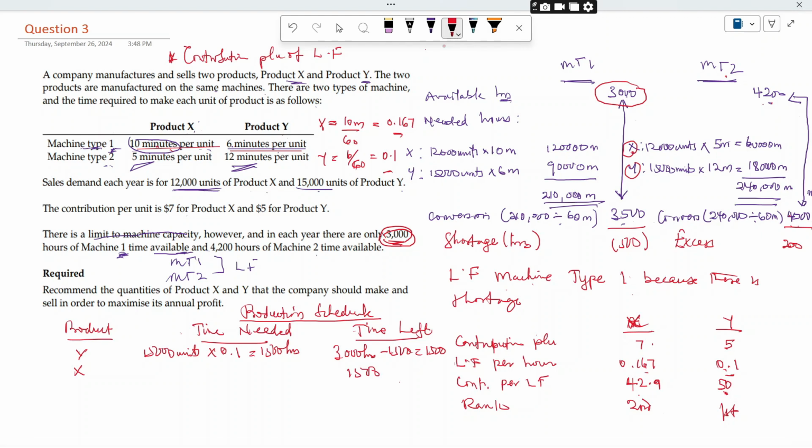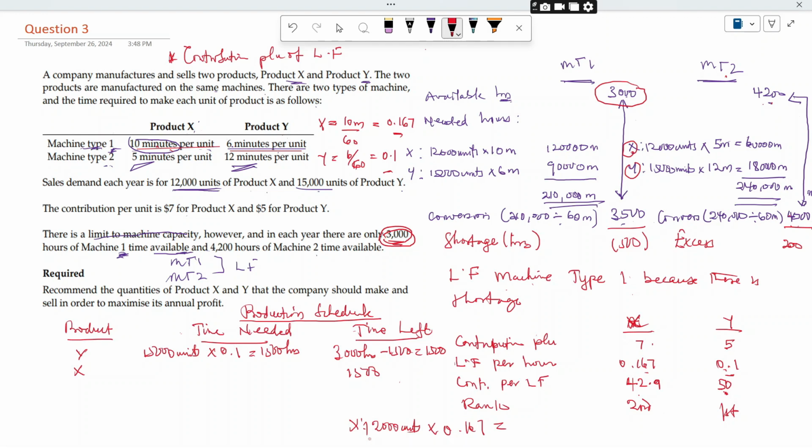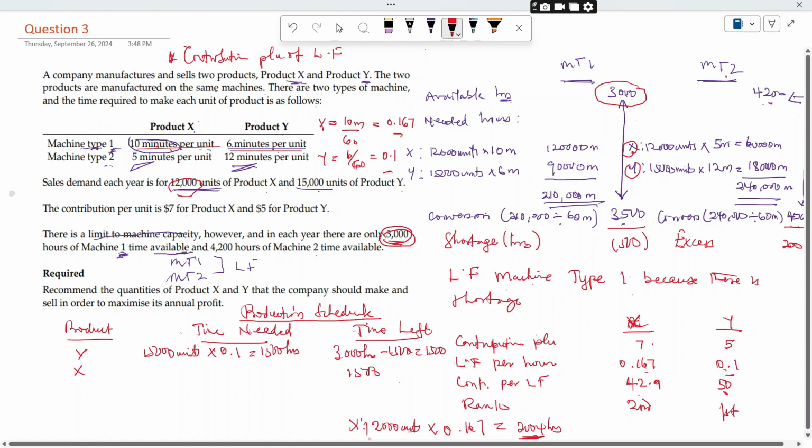Now, look, if we want to produce all the units of X, so all the units of X is 12,000 units, and according to the question, per unit is 0.167. So if we want to produce all the 12,000 units, 12,000 times 0.167 will give us 2,004 hours. So we need 2,004 hours to produce all the 12,000 units.